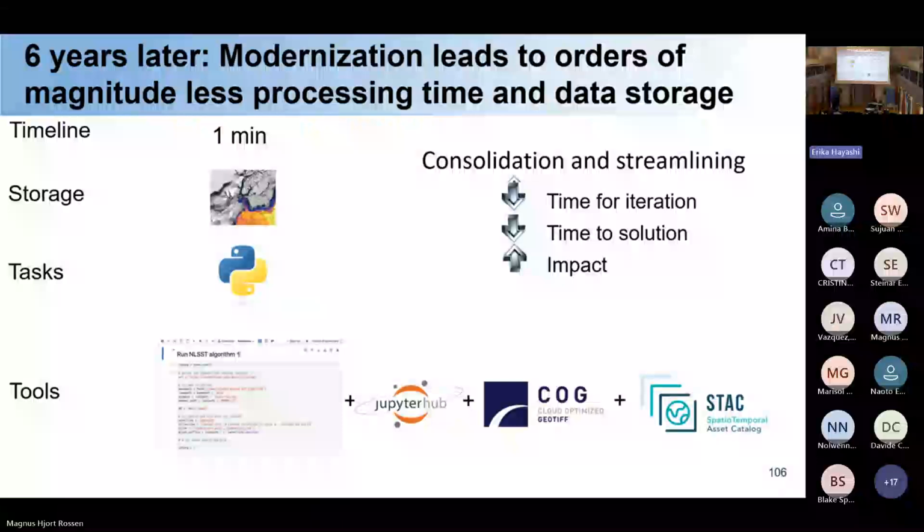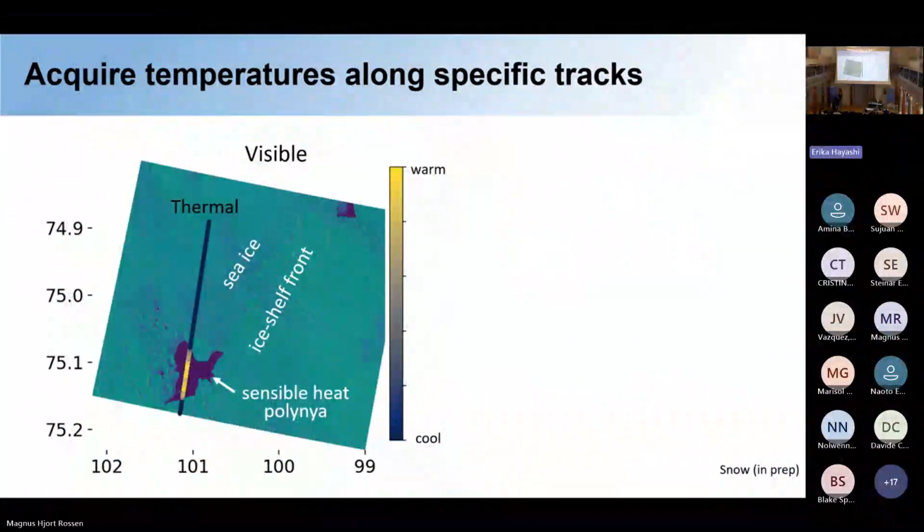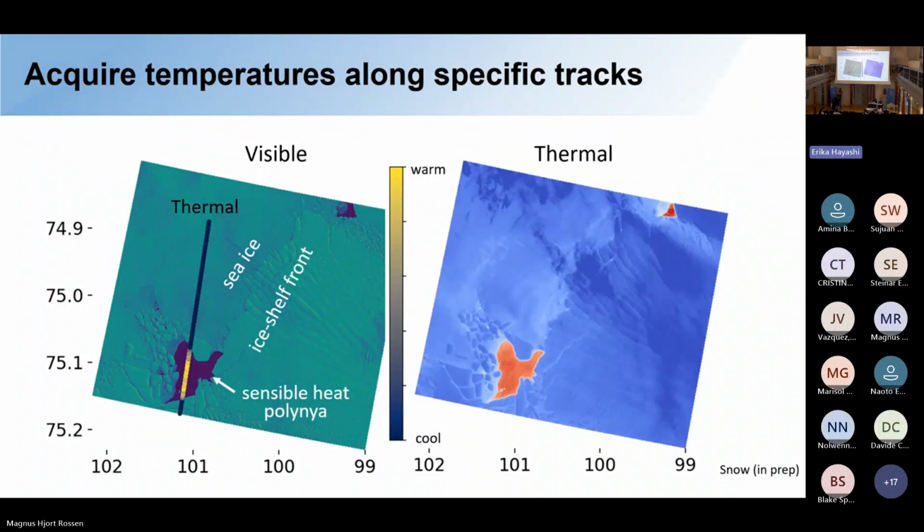Now that we have sea surface temperatures, I'll get into the applications. This is one of those sensible heat polynyas that I was mentioning, where those plumes rise to the surface. This is visible imagery from Landsat. The ice shelf front is right there, and right where water comes out from underneath it in the plume, you can see that there's a hole. We've taken thermal infrared measurements across that line that I'm showing, and this is what all of this looks like in thermal.